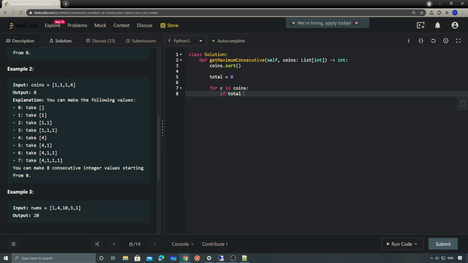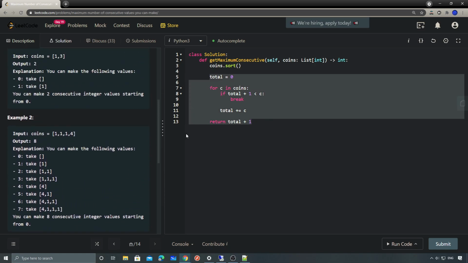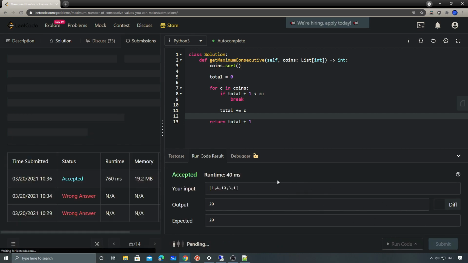So if the total plus 1 is smaller than the current coin, then I simply break. Otherwise, I do a total plus C, I accumulate the total. And in the end, I return the total plus 1. So that's basically the idea here. Okay, if I run the code here, accept it.